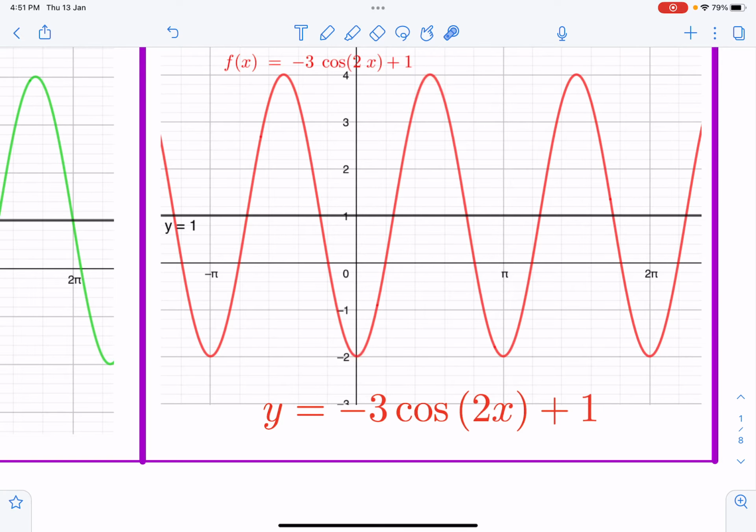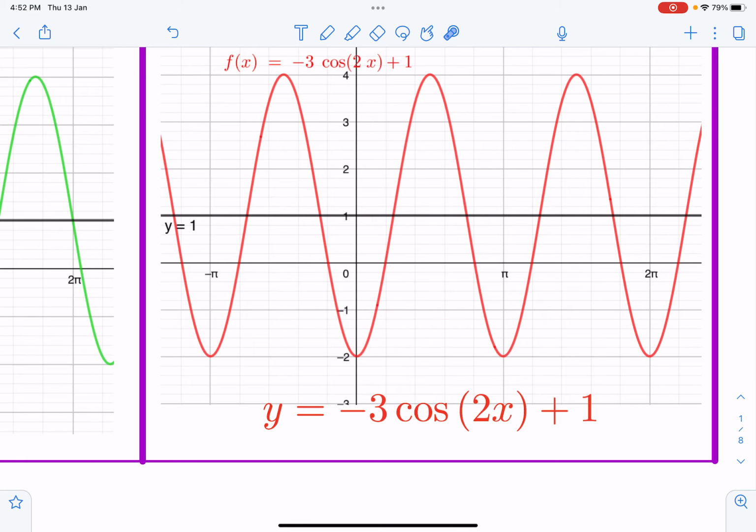Again, as I told you earlier, the maximum is decided by 3 and 1. So 3 plus 1 will be 4. This minus sign is symbolic so that we know it is reflected in the x-axis. Otherwise, the maximum is 3 and 1, 4. And the amplitude is 3. So look here, from 1 to 4, the amplitude is 3. And from 1 to minus 2, again the amplitude is 3.